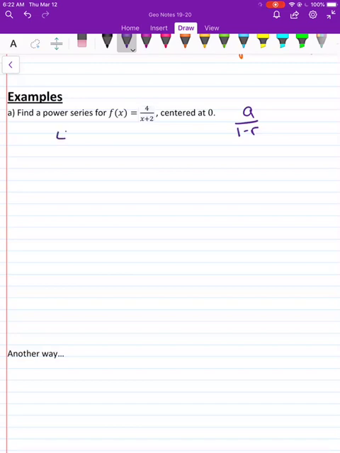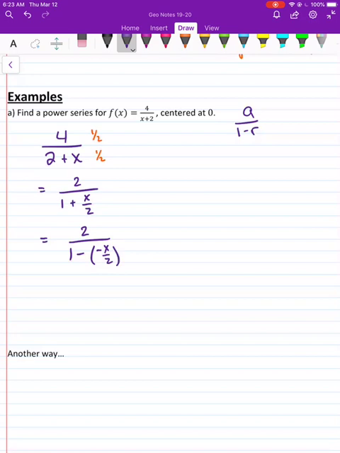So if I have 4, I'm going to rewrite this as 2 plus x. And then remember, how did we get that 2 before to be a 1? We multiplied the top and the bottom by a half. So that's what I'm going to do again. Multiply my top and the bottom by a half. And I get 2 over 1 plus x over 2. And I'm going to change that so that it's 1 minus, so 1 minus negative x over 2. Now it looks more like a over 1 minus r. So my a value is 2, and my r value is negative x over 2.